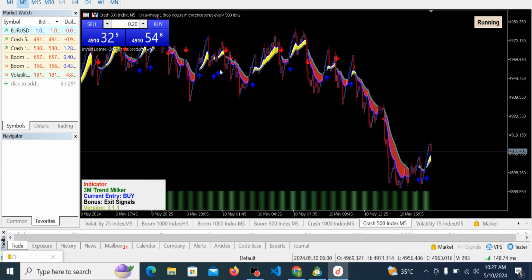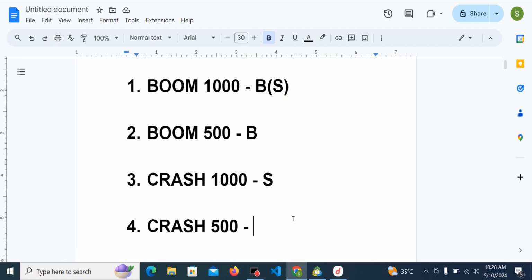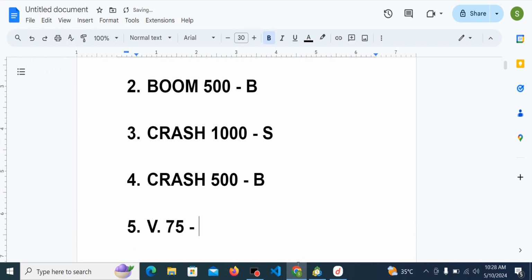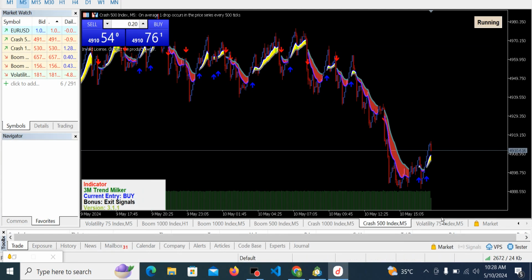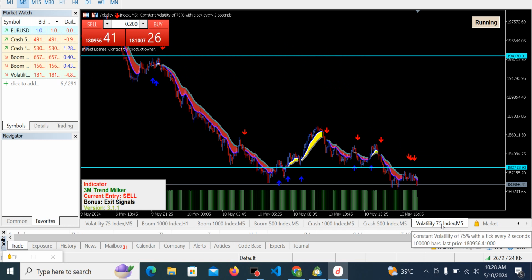This is Crash 500. It had been on downtrend for a while, but got to this support zone. It has not been able to go beyond or below that. And of course it gave us an uptrend signal, which signifies that it will be buying for a while, and of course we've gotten a buy signal, so we expect more of a buying opportunity than a selling opportunity from there. The last asset is going to be Volatility 75.